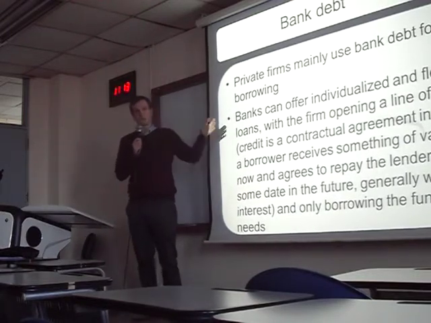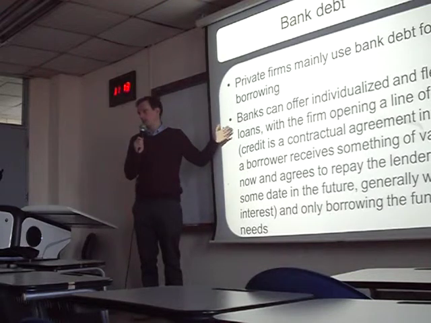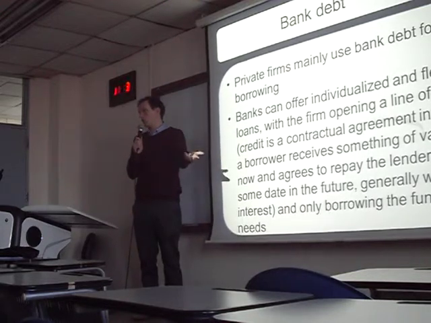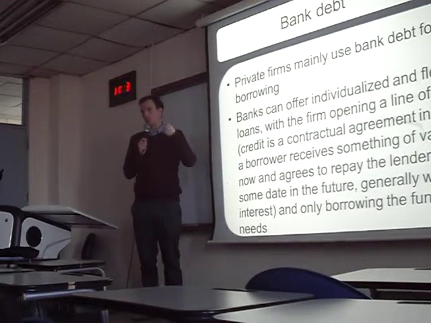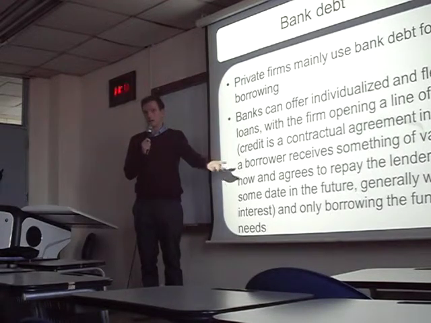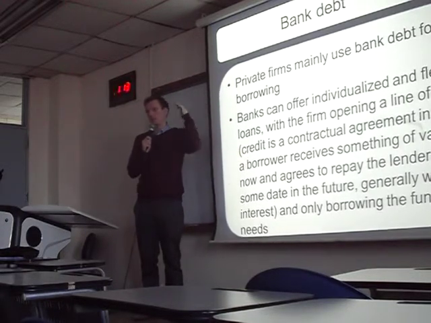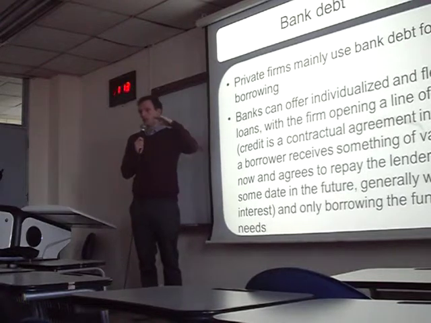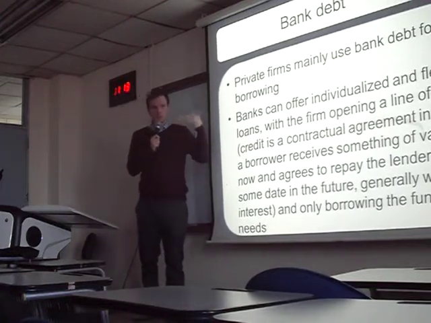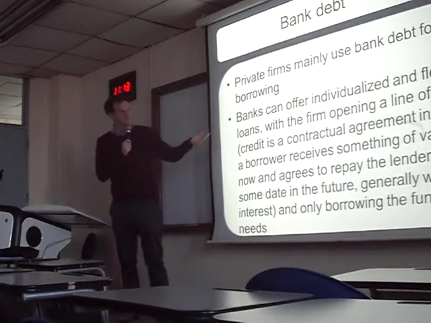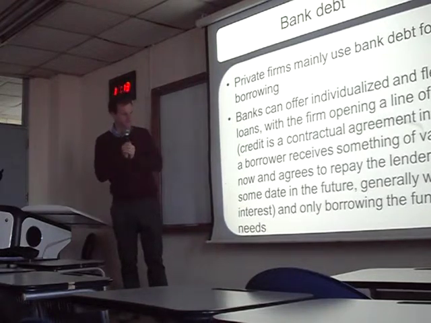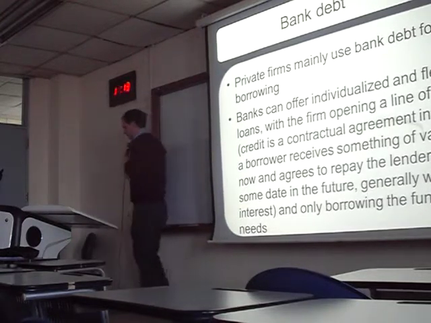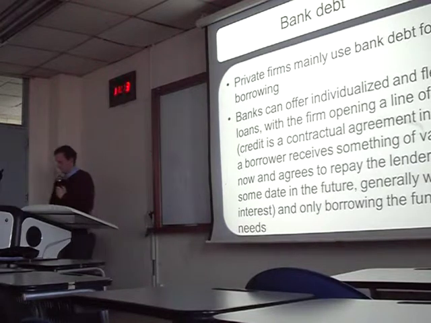So firms can also get credit from the bank. That means they only use the loan when they need it. They buy something now using credit, and they pay back the bank later. And they only use the credit that they need, exactly. So that's the advantage of bank debt. We can get a loan from the bank.